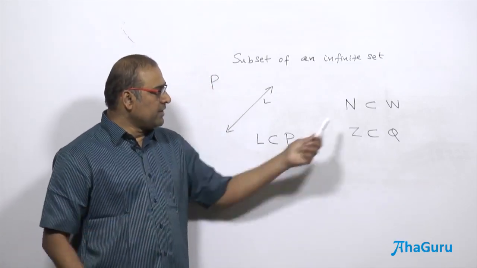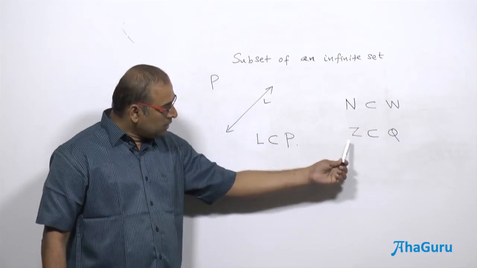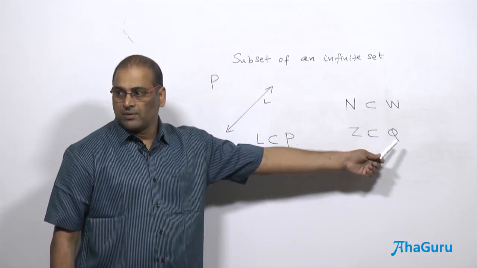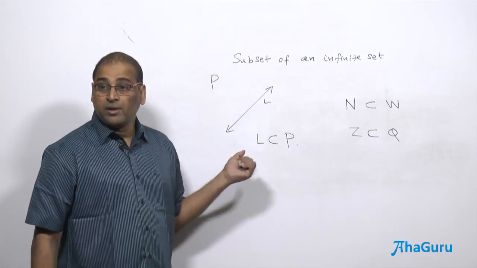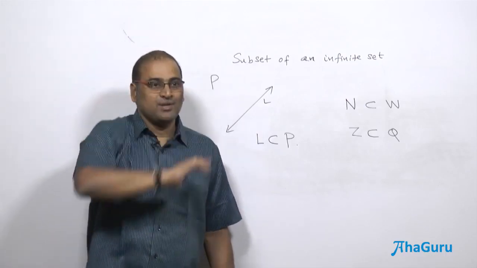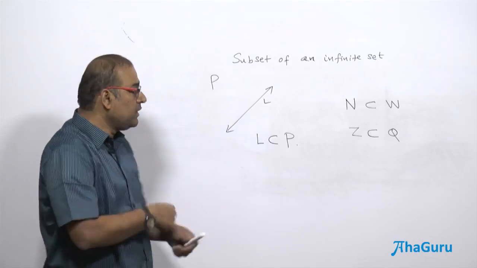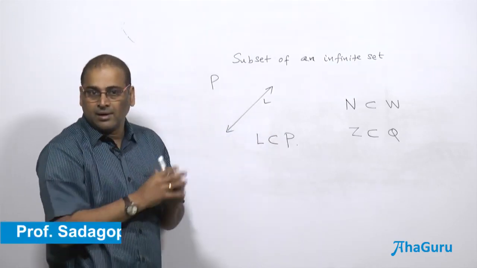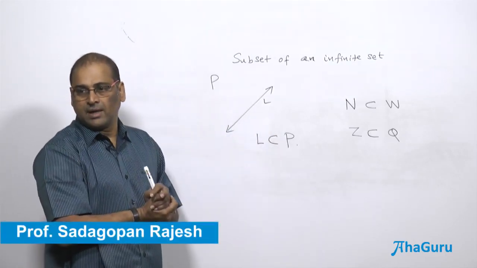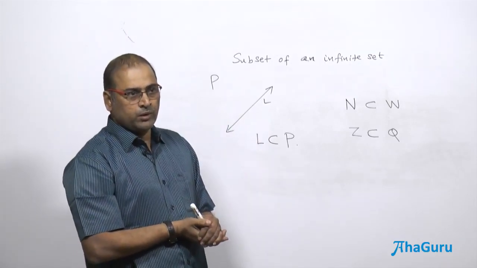So the set of natural numbers is a subset of the set of whole numbers, and both are infinite. The set of integers is a subset of rational numbers. And the set of points on the line is a subset of the set of points on the plane. So one infinite set is a part of another infinite set. Same thing if you have a circle, that set, if you call it K, is also a part of the plane. Are you able to understand?